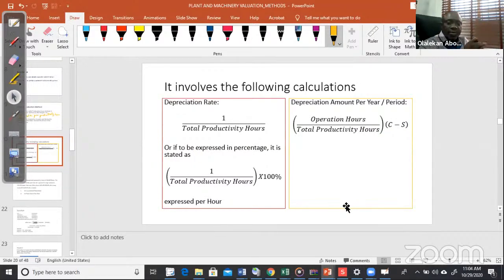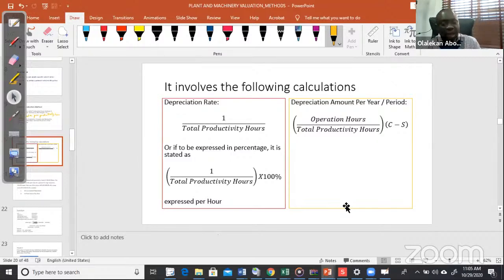I have here, under method, depreciation rate. Under depreciation rate is 1 over total productivity hours. 1 over total productivity hours. All the hours that constitute the lifespan, the productive hours, of the asset. Then if you have to express it in percentage, it will now be multiplied by 100%. Don't just say multiply by 100. It's multiplied by 100%, if you have to express it in percentage. Right? And that is therefore what? Rate per hour, not per year.